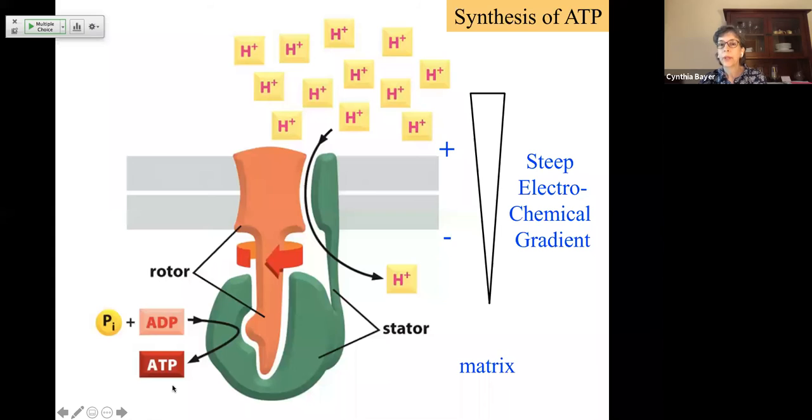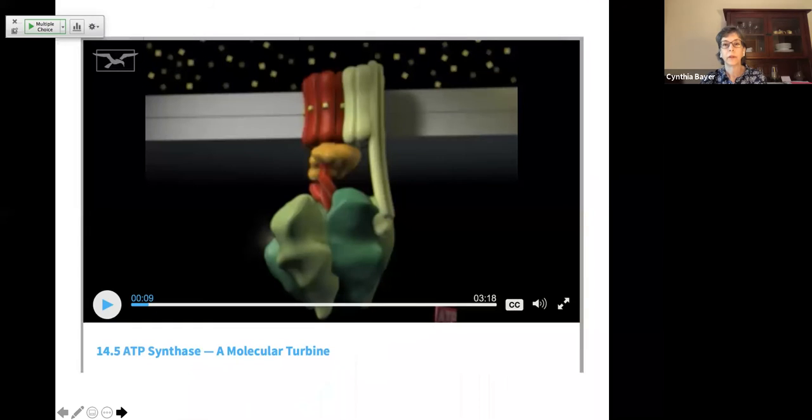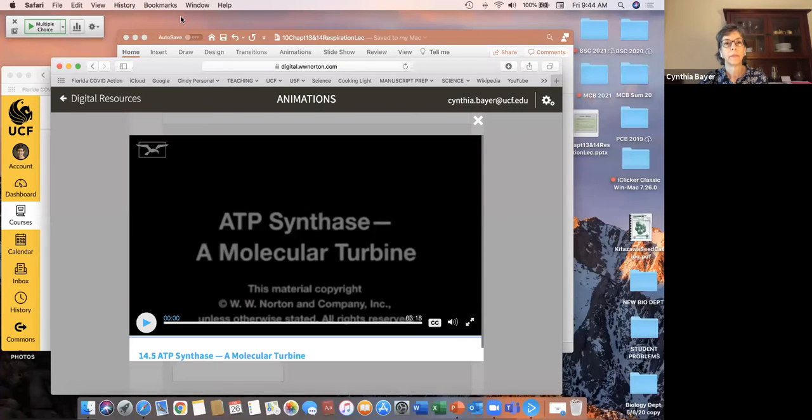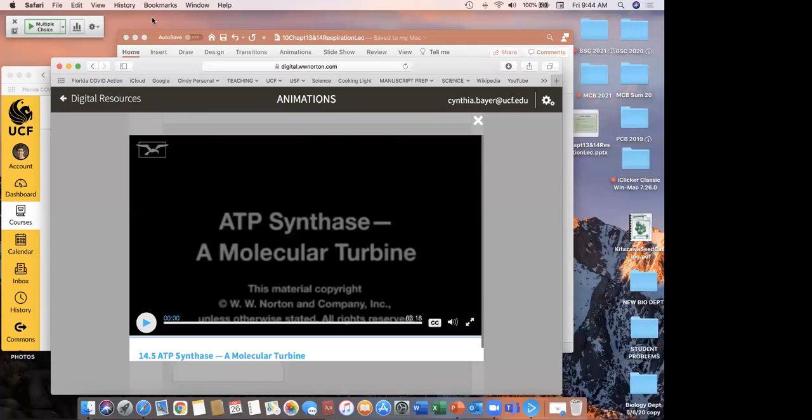So this is where I would like to show us a little piece of a really nice animation of this rotary motor, this molecular turbine in our cells. So give me a second to close this down. Open up our video. And I just have to change the audio for a second.